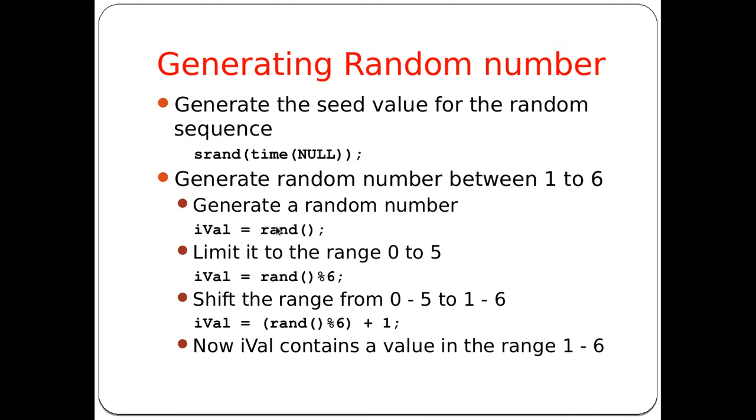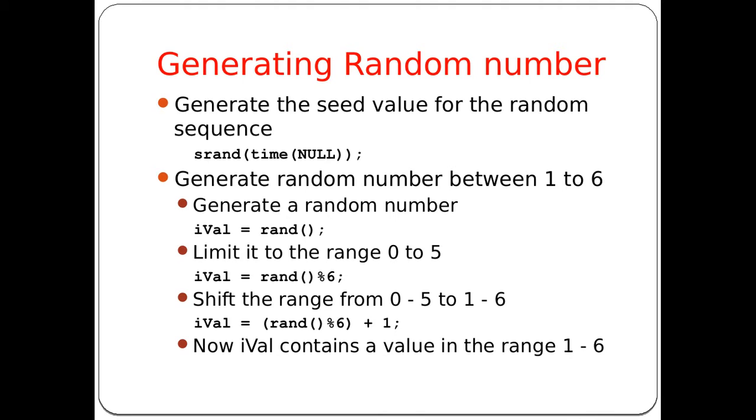But here we don't want random numbers across the range, rather we want to limit them to the range 0 to 5. So we choose a modulo 6 operation and then we shift this range from 0 to 5 to the actual range of the dice, which is 1 to 6. Okay, dice has 6 possibilities from 1 to 6. So what we do is we add 1 to the generated sequence. Now the variable ival contains a random value in the range 1 to 6.